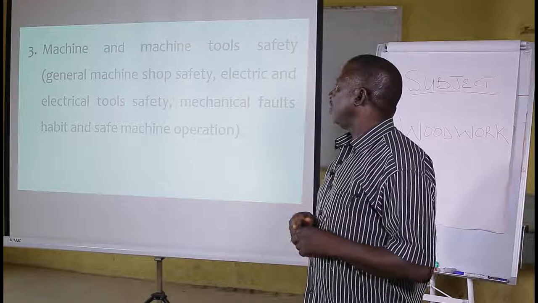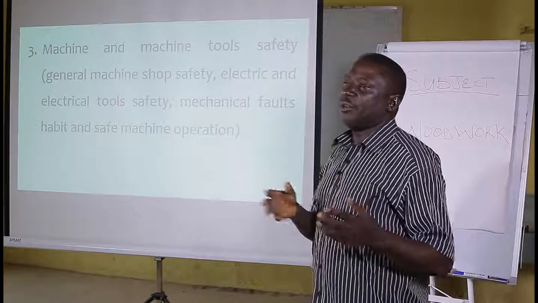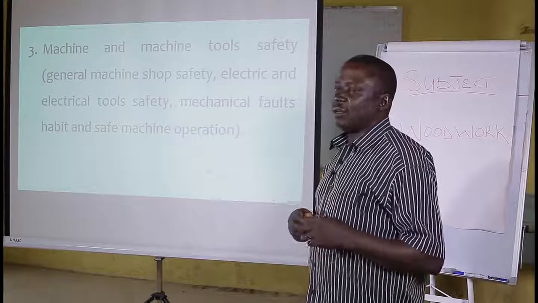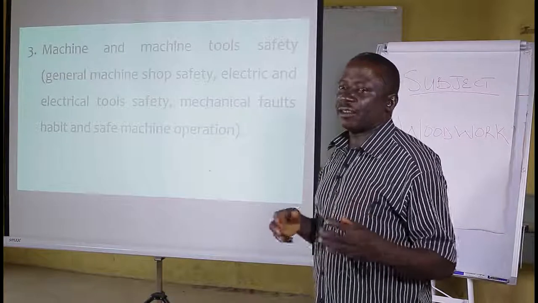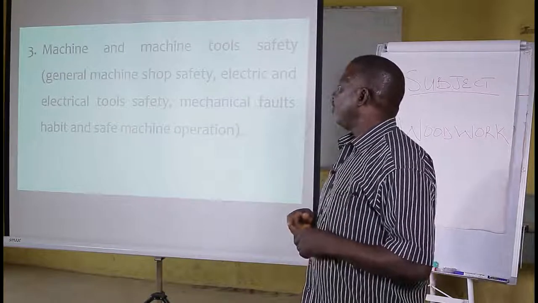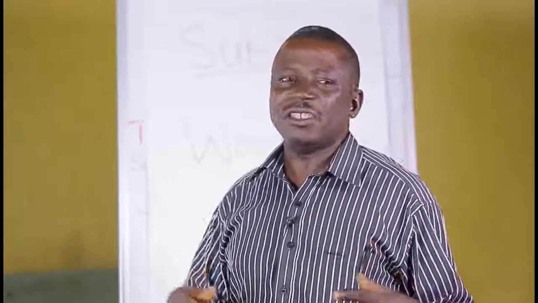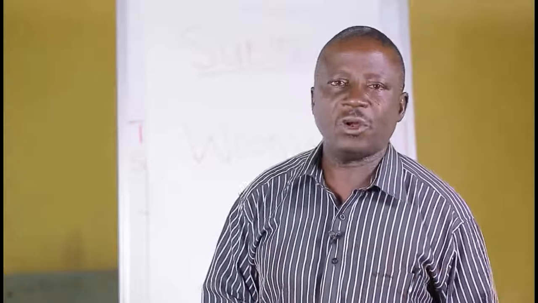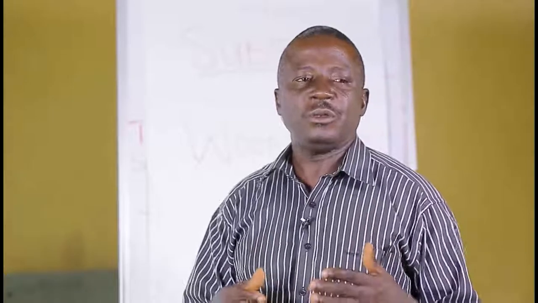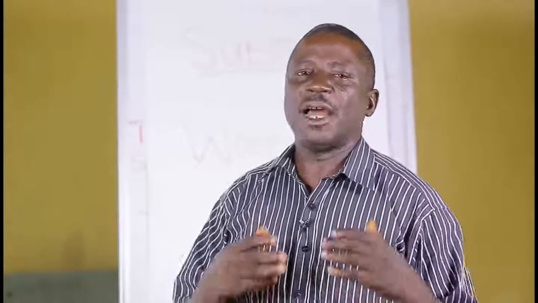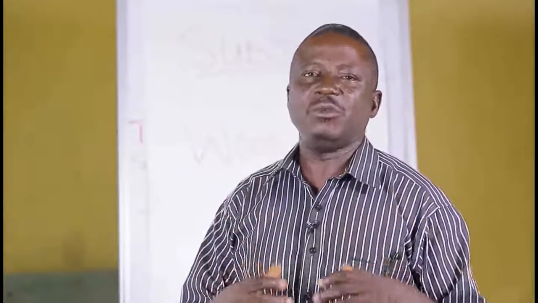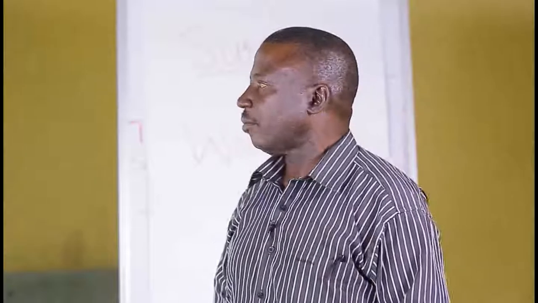By this, machines also need to be kept safe in the workshop. Electricity that we use, if it's not properly used, can cause accidents in the shop. Machines themselves can develop faults on their own. So we need to be very careful that we do not allow these things to happen, that even if they will happen, at least we'll be able to control them.